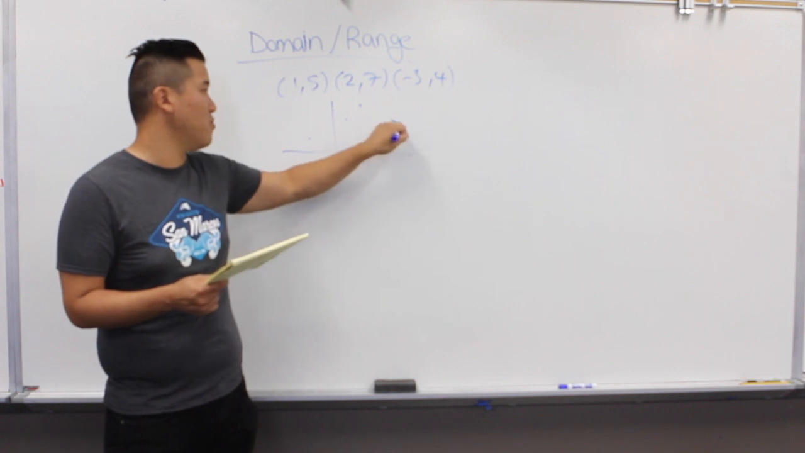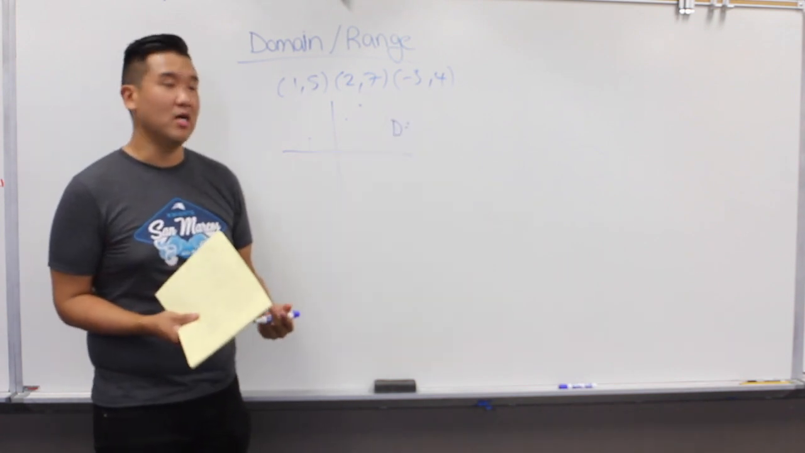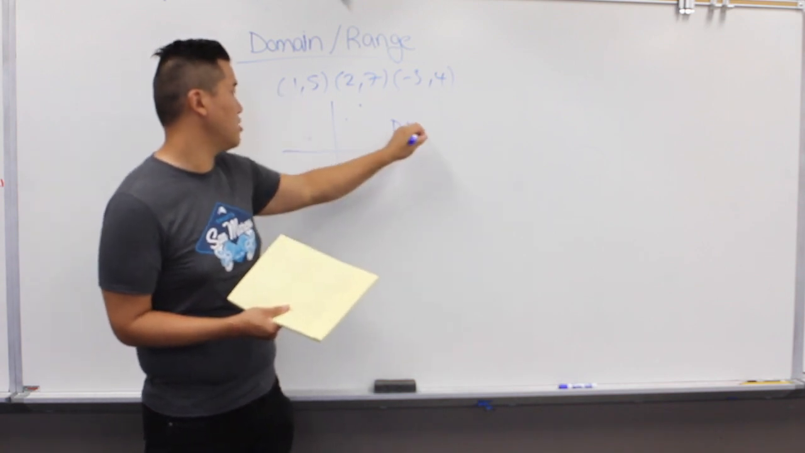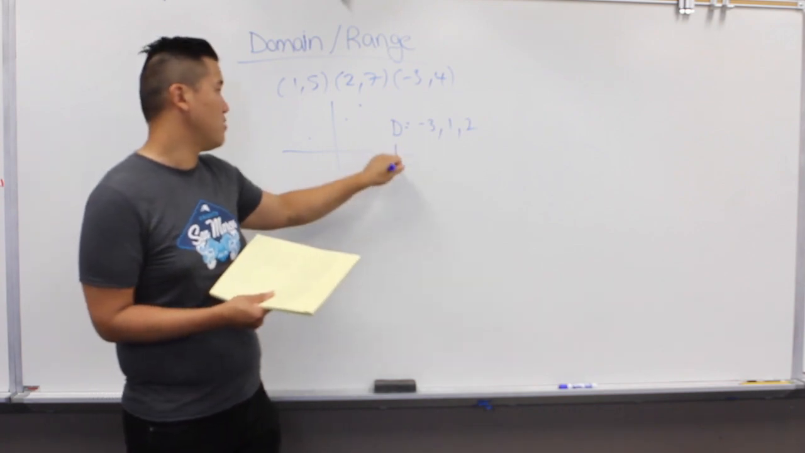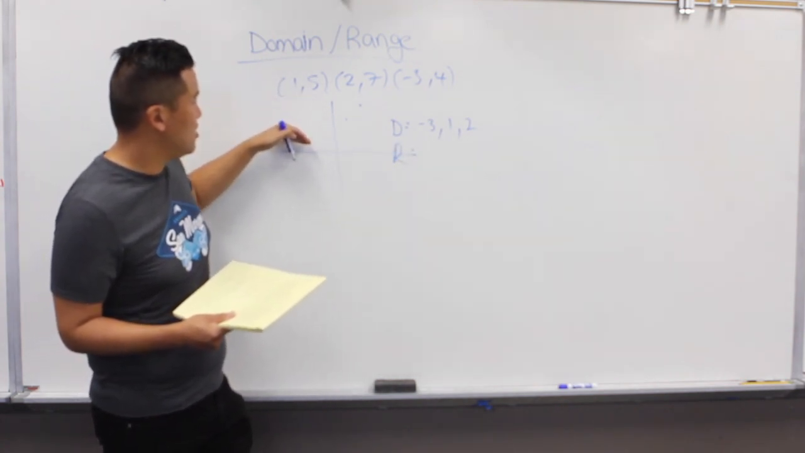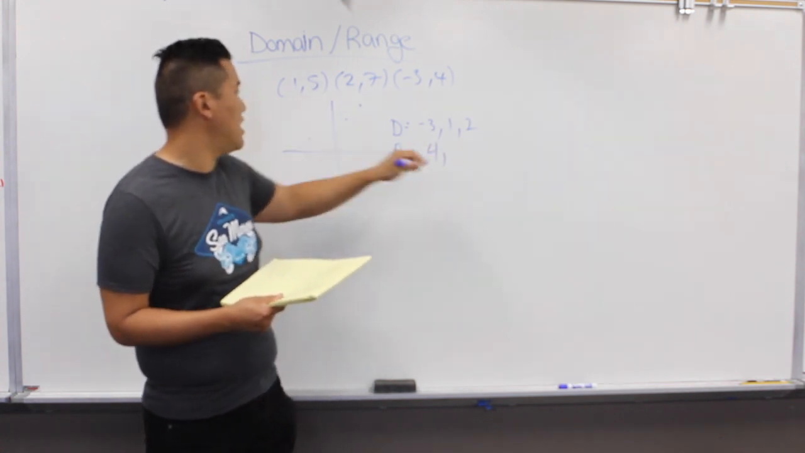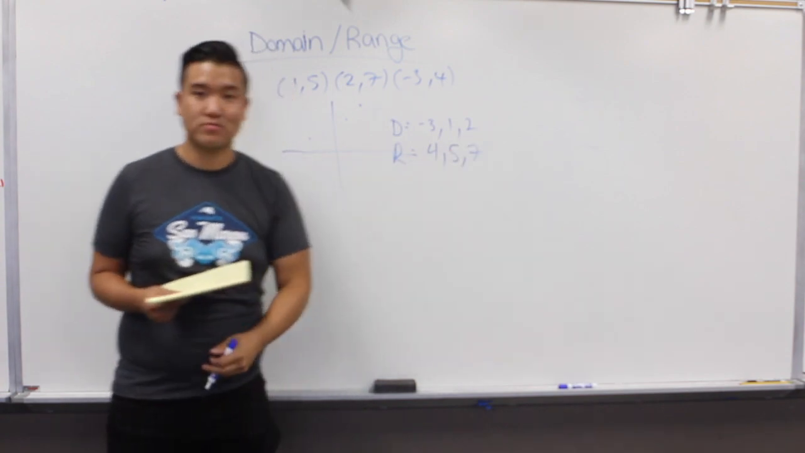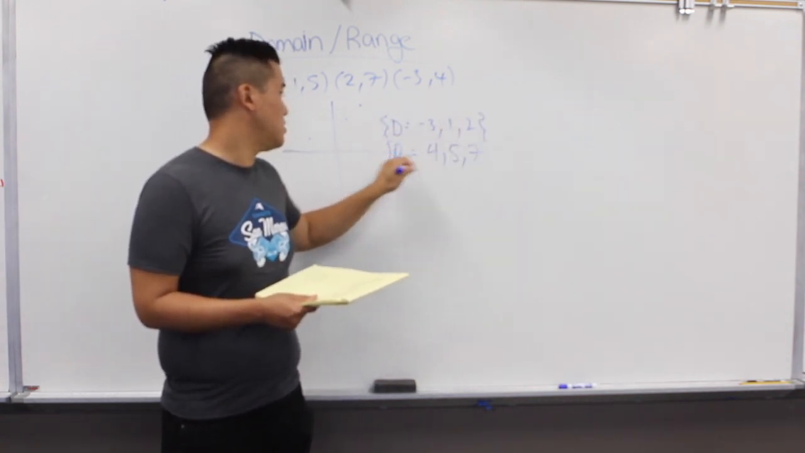So when I talk about my domain, we're looking at our x values. So where are my x values? Put them in order. You have one at -3, you have one at 1, and you have one at 2. What's my range? How far down, how far up? My lowest one here is going to be what? 4. My next one's where? 5, and the last one's 7. So this is your domain, this is your range.